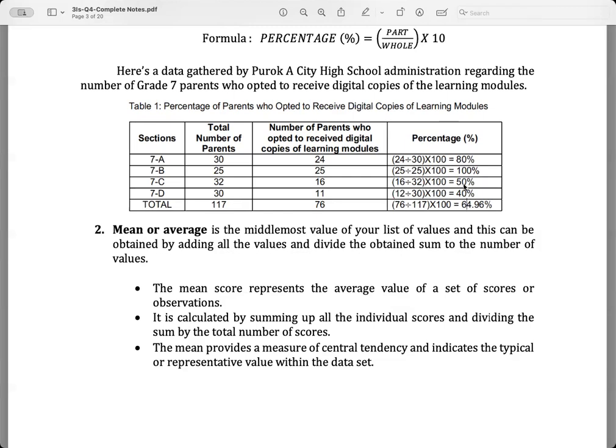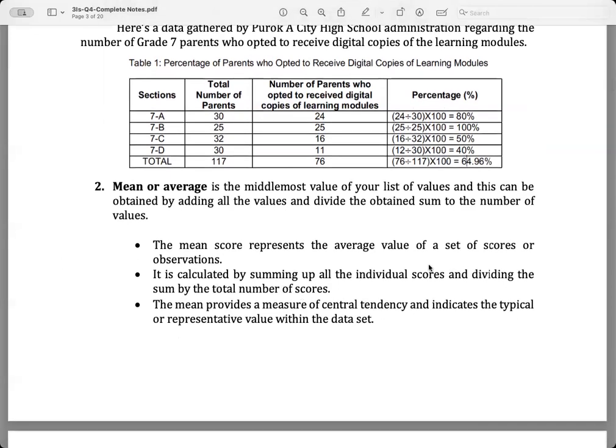Okay. So the mean score represents the average value of a set of scores or observations. Now, the easiest way that mean scores are actually useful is this is where we compare our data set with the groups, and we would know which particular group performed better or which group has a higher score or something like that. And as we've said, it is calculated by summing up all the individual scores and dividing the sum by the total number of scores.